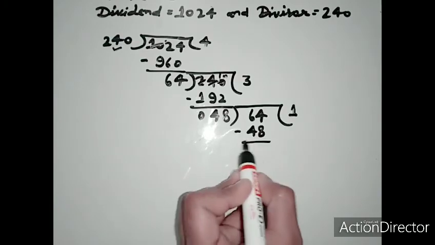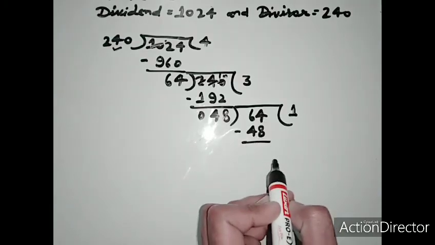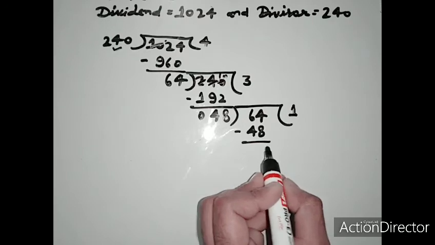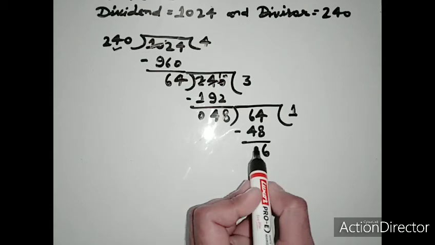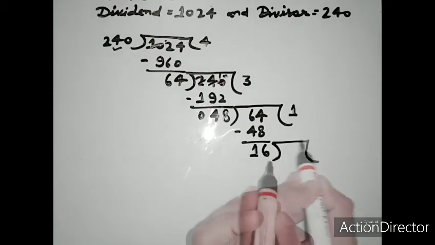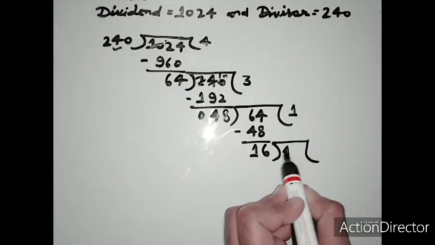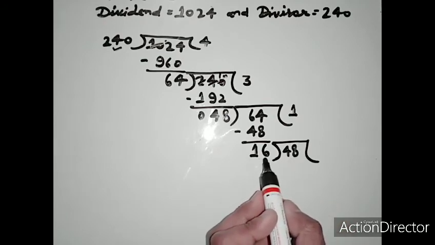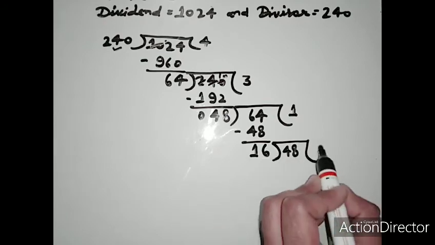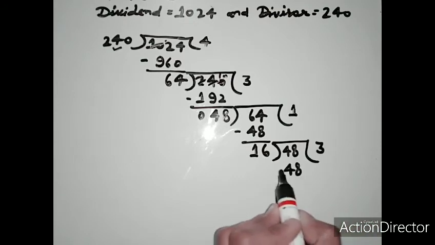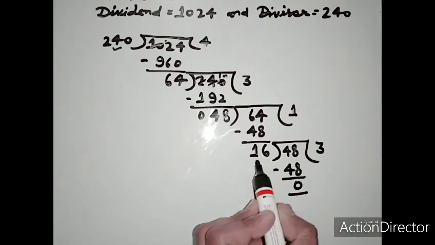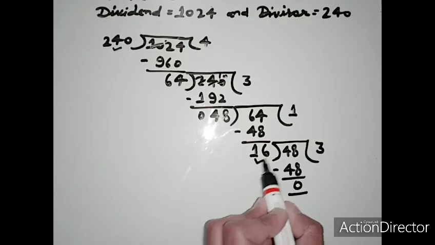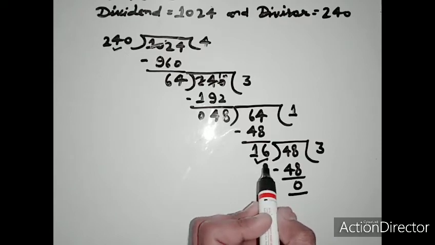Now here we subtract this number. So 14 minus 8, 6, and 5 minus 4, 1. Okay, now here we write 48 here, and how many times 16 divide 48? 3 times. 16 3s are 48. Now 48 minus 48, 0. So here we write, because you all know that last divisor is the HCF of given two numbers here.